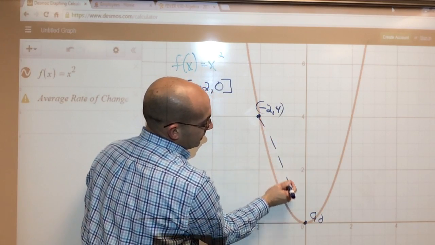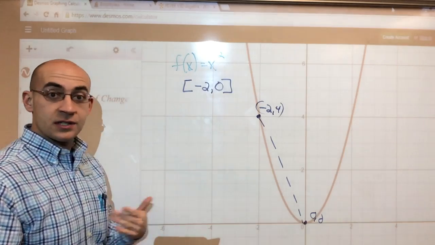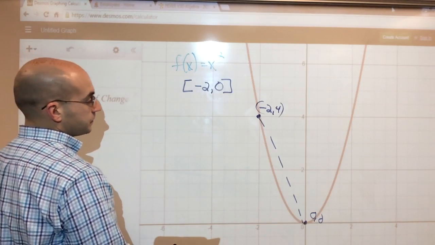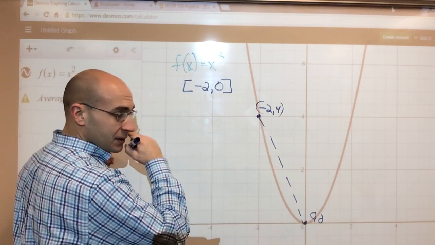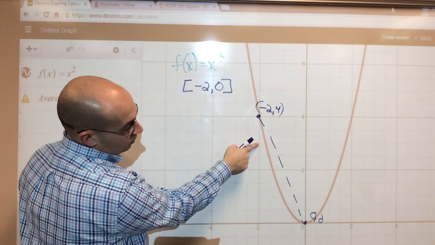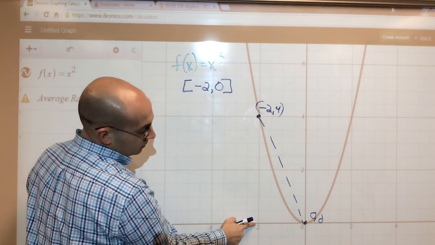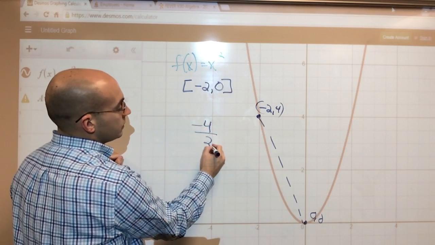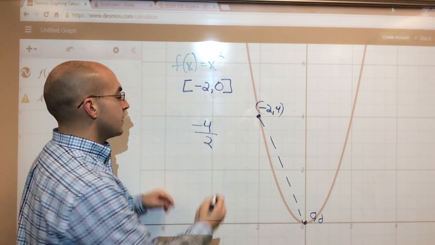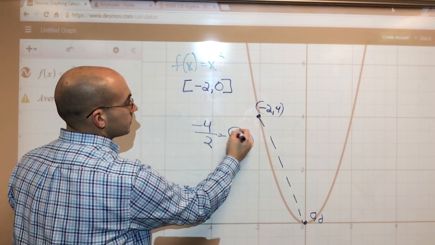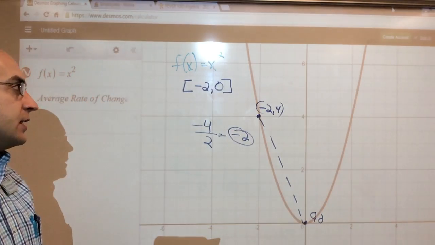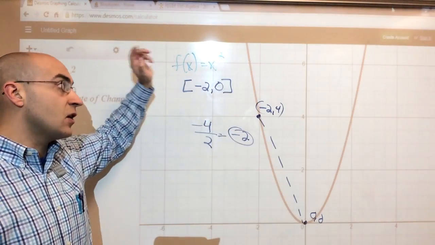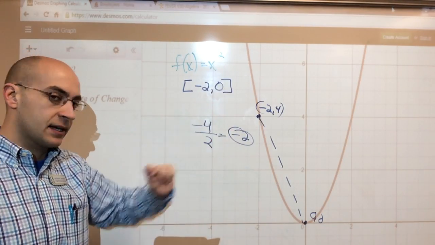I am trying to find the slope of that straight line, which is something we know how to do. I can simply just count down and over here. So it's 1, 2, 3, 4 over 1, 2. So it's down 4 over 2. And yeah, I know it doesn't look like that, but these go up by 2's. The slope of this line is -2. Okay, so the average rate of change on the function f of x equals x squared on the interval -2 to 0 is -2.